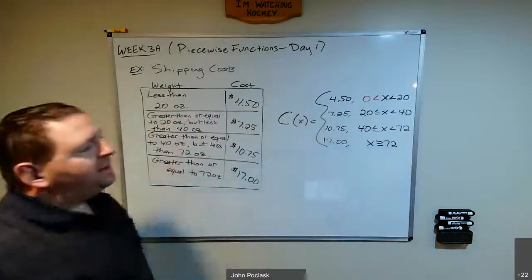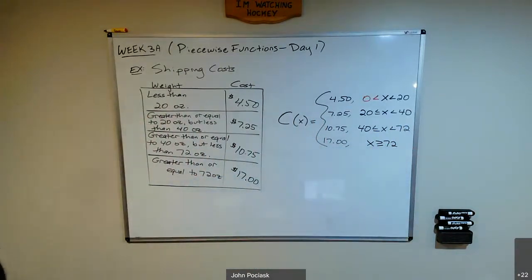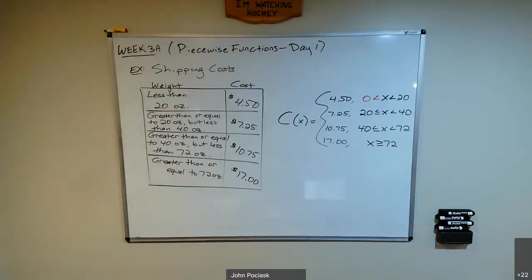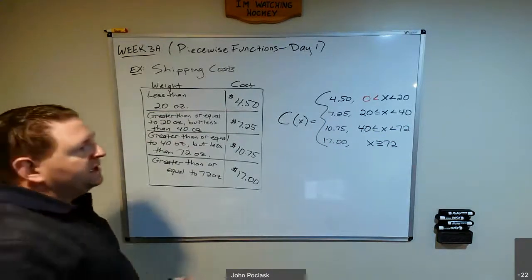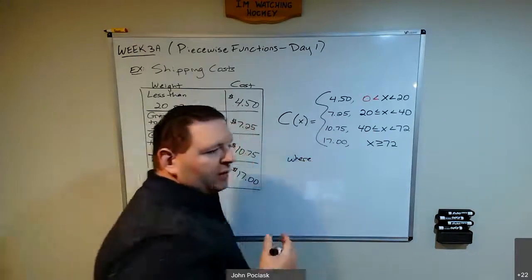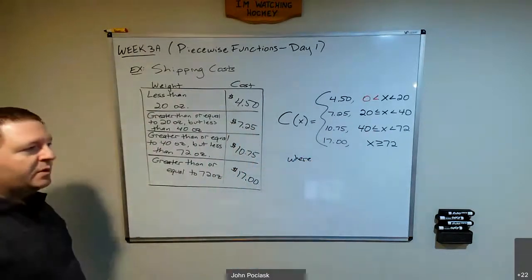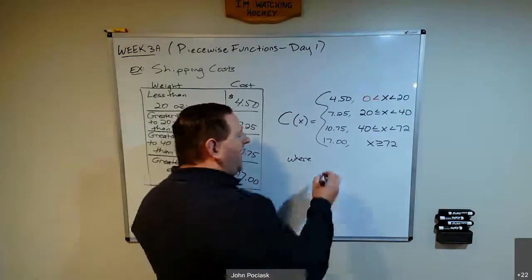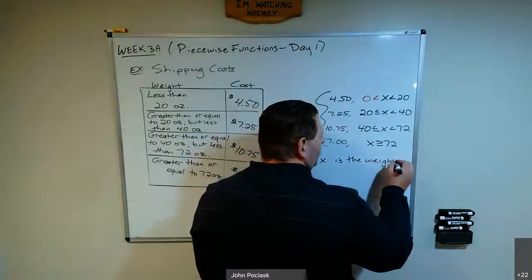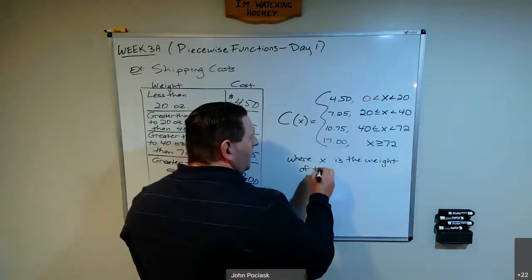Okay? They don't have a limitation on it, which in reality they probably do. But for our example here, we'll assume that if you go in with a package that's heavier than 72 ounces, then you can mail it for $17. And if you were writing this out for someone, you would say where X is the weight of the package in ounces.